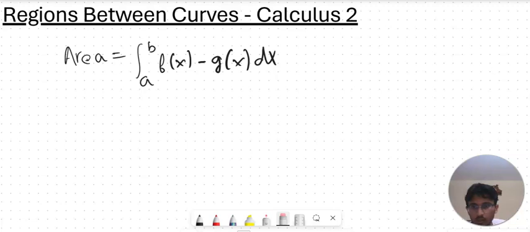So, when we are talking about regions between curves, we usually mean finding the area between two curves from one endpoint A to another endpoint B. Usually f of x would be the above function and g of x would be the bottom function. So, let's have a look at an example.